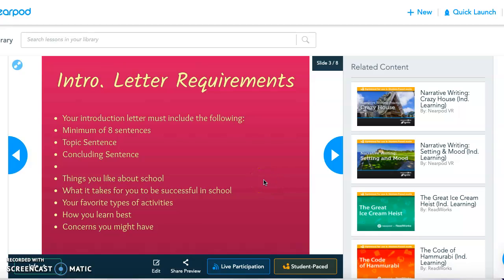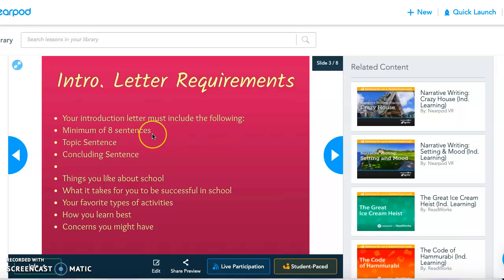Your introduction letter requirements, okay, and this will be posted multiple times throughout the slideshow. Okay, but once again, if you need to pause it, if you want to jot these down so it's easier for you to remember when you go to write your letter, you may do so as well. Just pause the video, write them down, and then resume the video for the rest of instruction. All right. Your introduction letter must include the following.